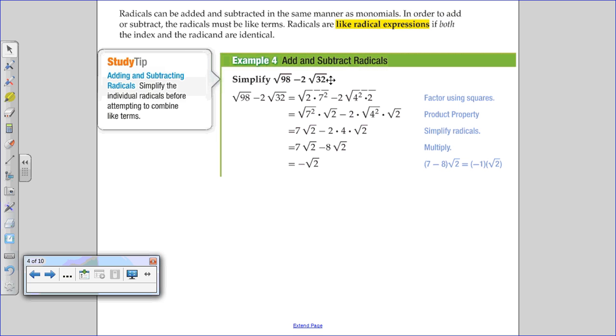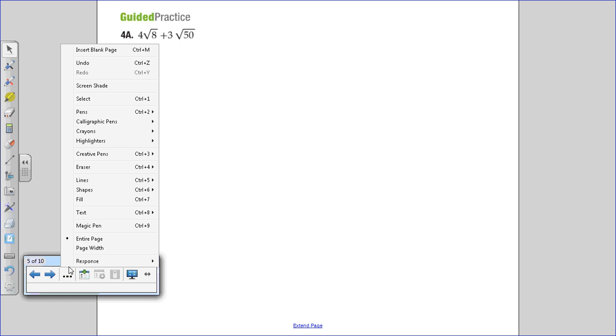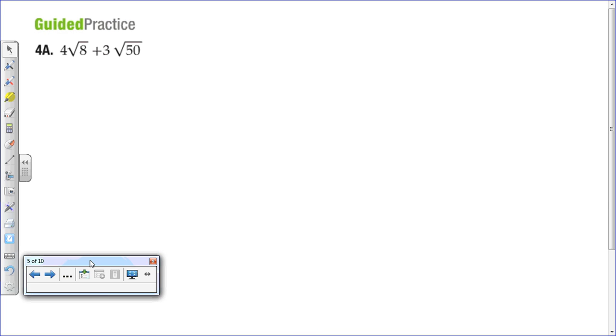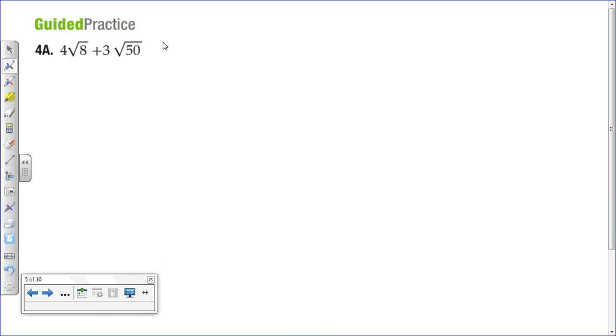You will notice right here in this part of the problem, they simplify each radical, and then as long as the radicand is the same, you can combine the like terms. So 7 root 2 minus 8 root 2, of course, is negative root 2. Let me show you an example here on this one. Okay, step 1, simplify completely.